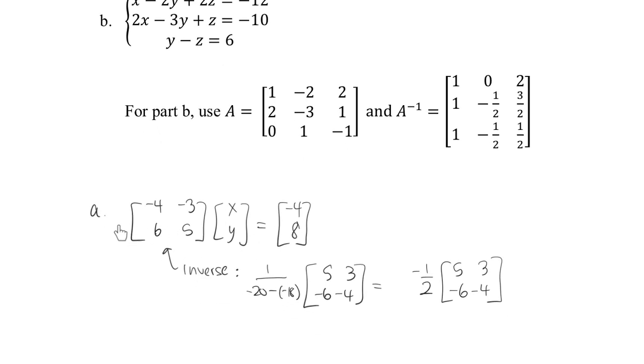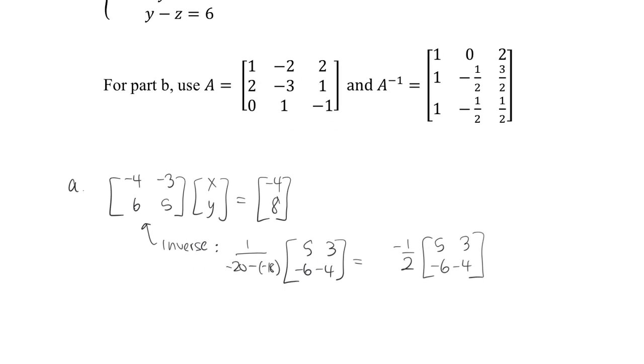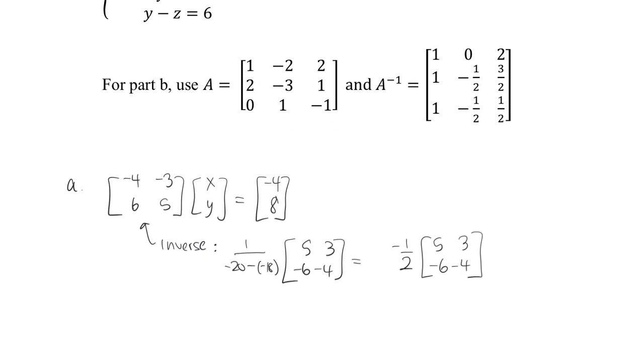So what we need to do then is multiply the inverse here and here. Now, if we multiply this matrix by its inverse, all that's going to happen is it cancels out. Remember, I don't require that you show that, but I do require that you show what happens when you multiply the inverse there. The last part of part A would be to take the inverse and multiply it with the matrix on the right side of the equation.